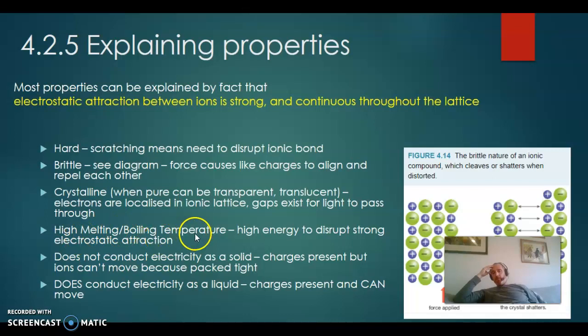Number 4, the high melting and boiling temperature. It's a strong attraction between a negative and a positive, so it takes a lot of energy to disrupt it. They don't conduct electricity as a solid because, remembering that for electricity we need charges that can move, we've got the charges, we've got the cations and the anions, but they're all packed in together, and so they can't move. When they're liquid though, these can move around each other, and you've got the charges and now the freedom to move, and you can get electricity.